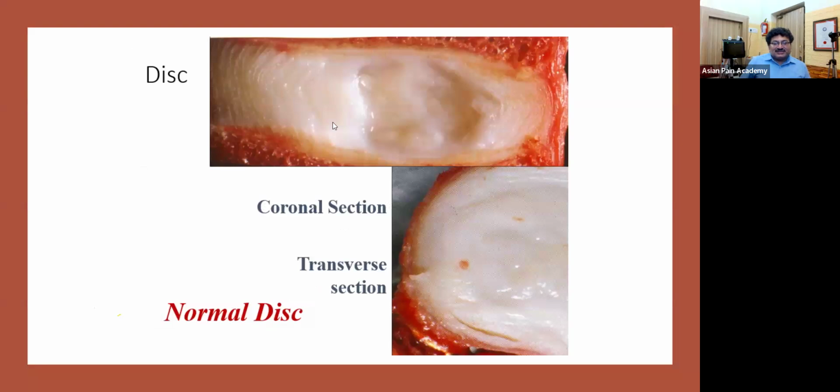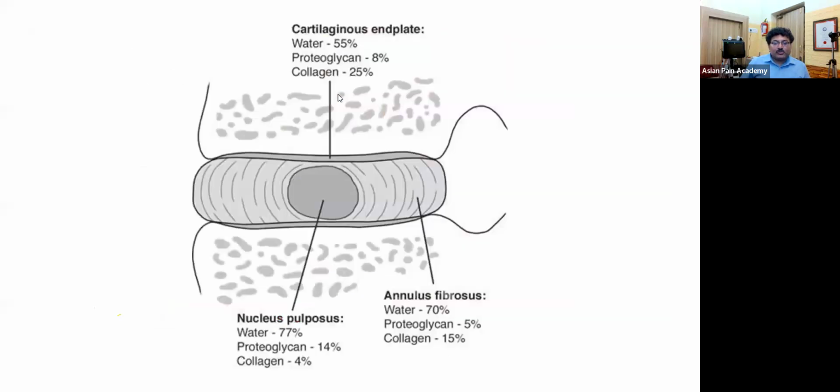So this is the normal disc in the sagittal section, this is the coronal section, and you can see the nucleus is clear jelly-like material, and you can see clear annulus. How are they formed? Usually, the end plate, the cartilaginous part, has 55% water, 8% proteoglycan, and 25% collagen.